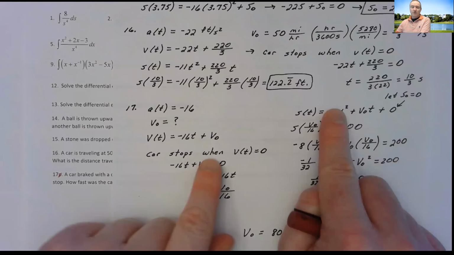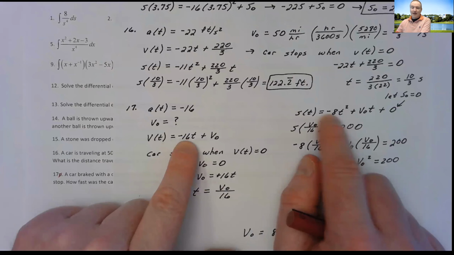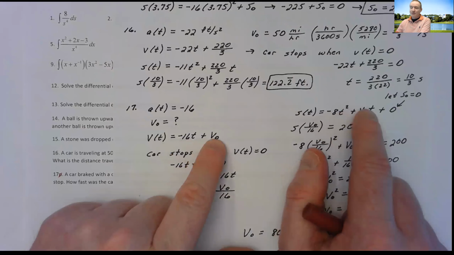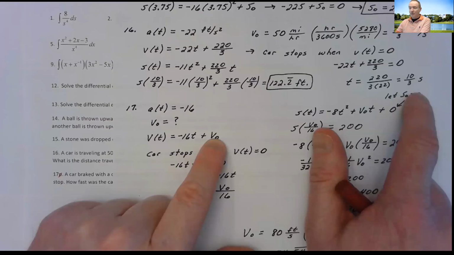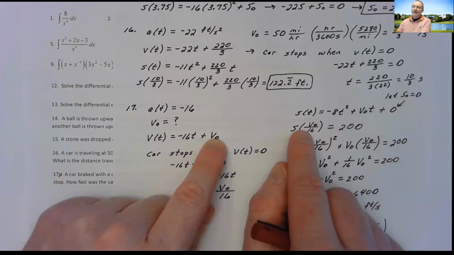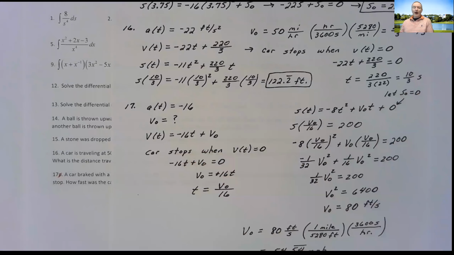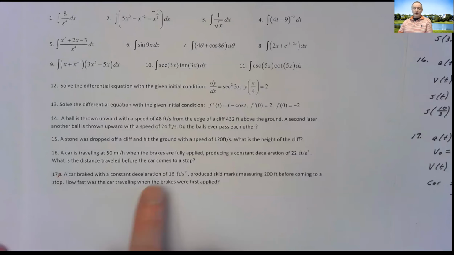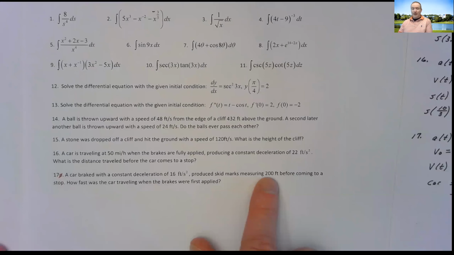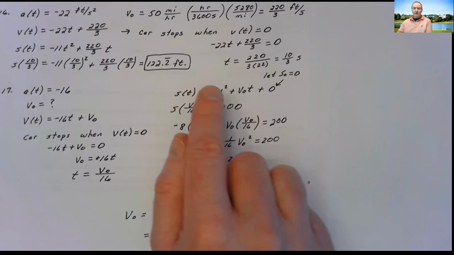My position function would be negative 16t integrated to negative 8t squared plus v sub 0 times t plus c, which would be your original position. And once again, I'm letting the original position be 0. So if I want to find out how fast I was traveling at the beginning, the problem tells me it took the car 200 feet before it came to a stop. That's a very long stopping distance. So the stopping distance was 200 feet.